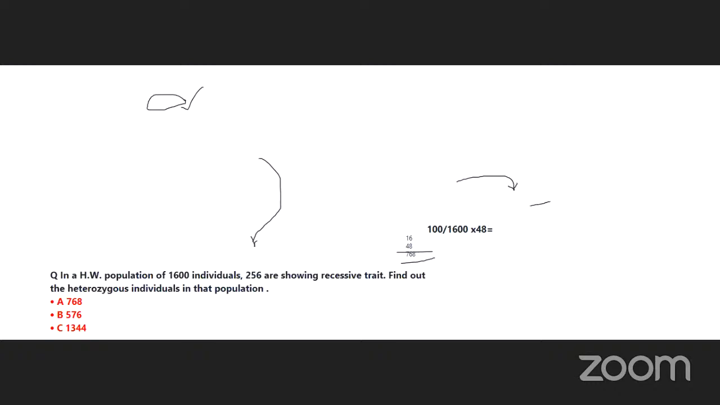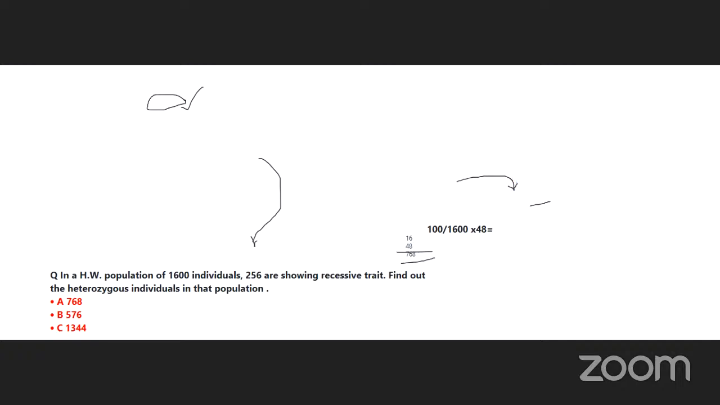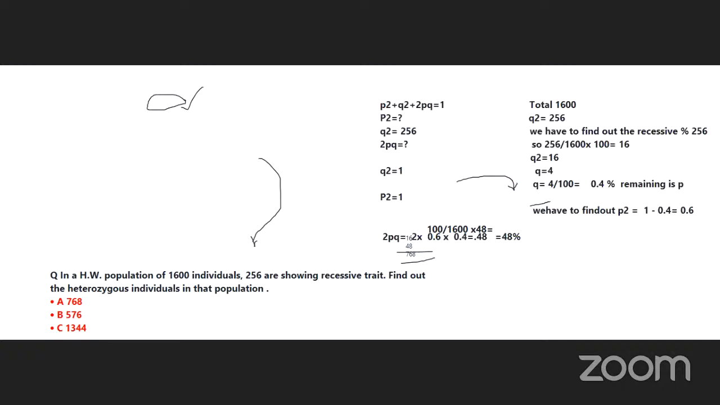Can you see the board? Yes, sir. Okay, it's visible. See the question here. In a Hardy-Weinberg population, 1,600 individuals are there, and 256 are showing the recessive trait. Don't forget, this is the most important. 256 are showing the recessive trait. Find out the heterozygous individuals.